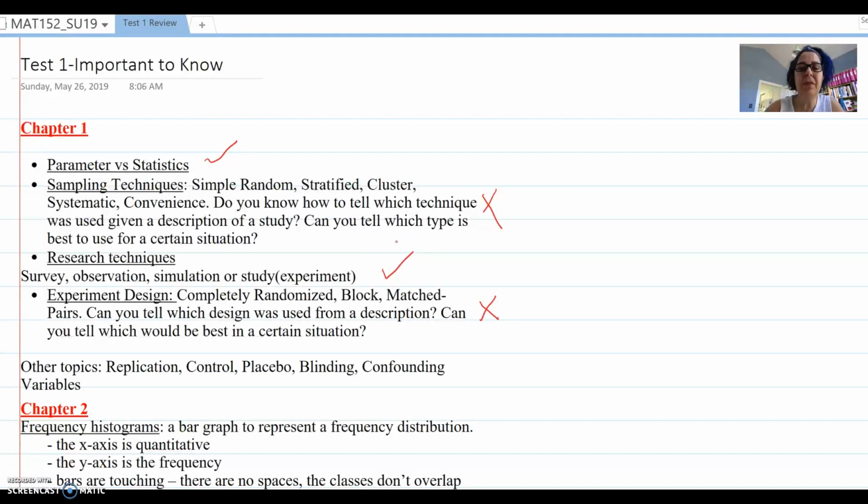And other topics in regards to chapter one: what does replication mean? What do control, placebo, blinding, and confounding variables mean? Right. So chapter one is lots of words, no math, no calculations in it, but it is a big portion of test one. I would say about 30% of test one is in chapter one. So you got to know that.